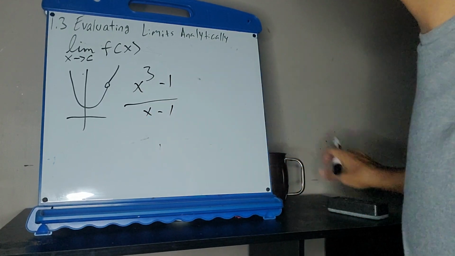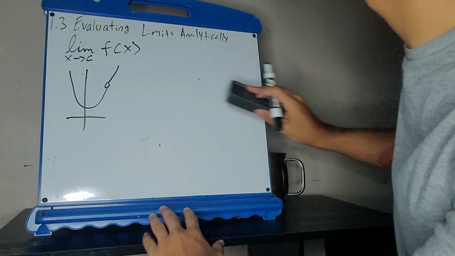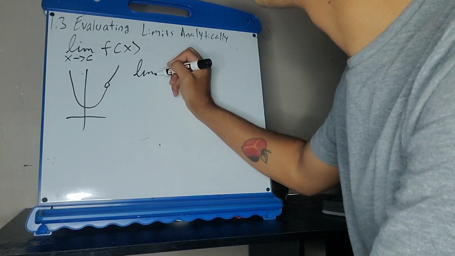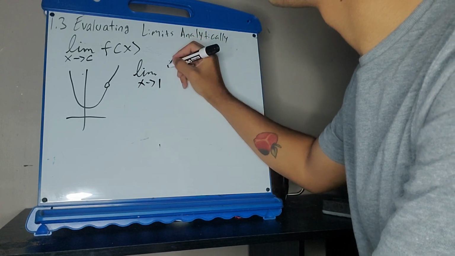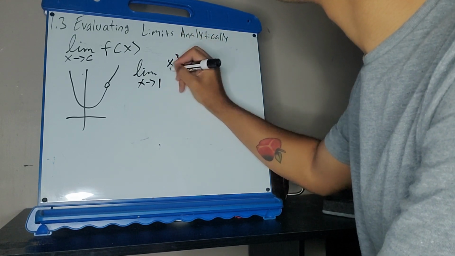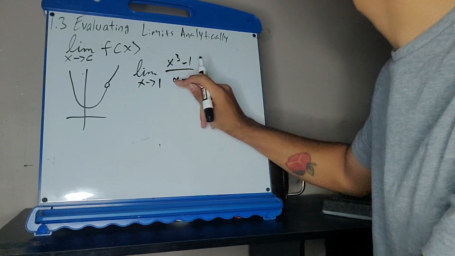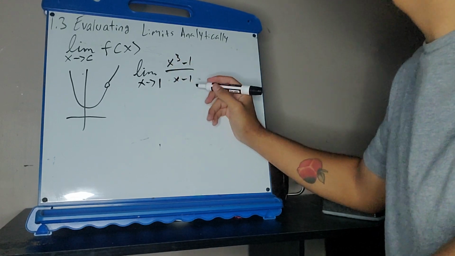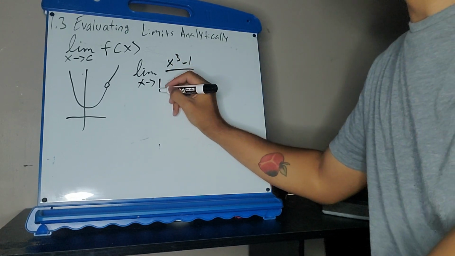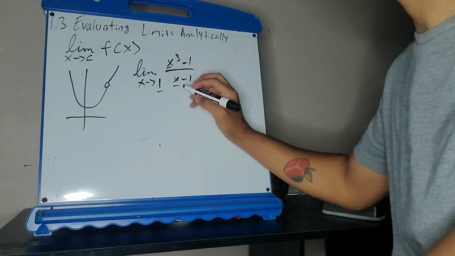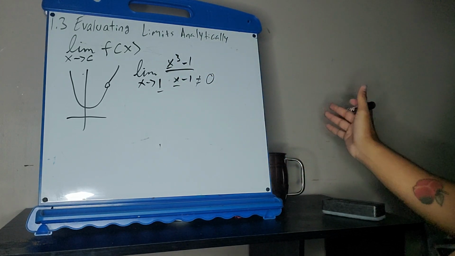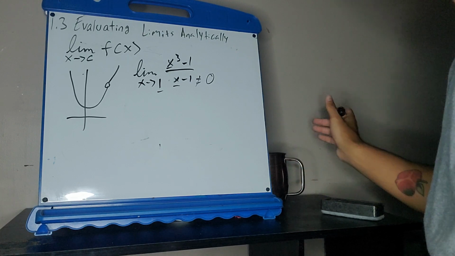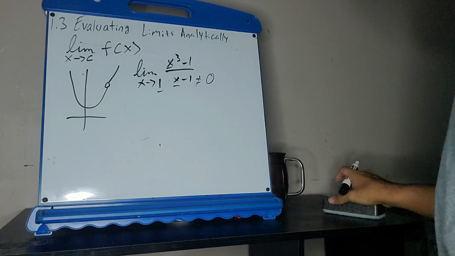As we can see, if the limit as x approaches 1 of x cubed minus 1 over x minus 1, when we do direct substitution into the x's, the denominator will be 0, and then we'll present a function that will be undefined.